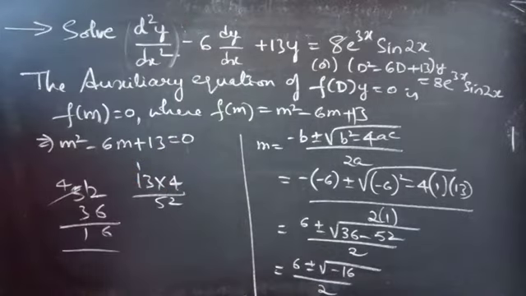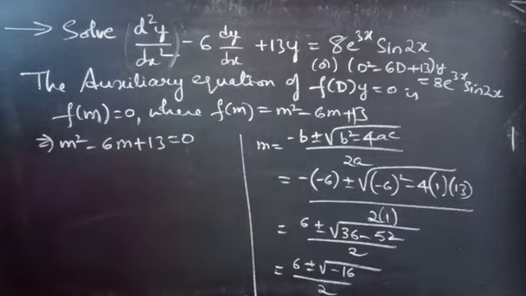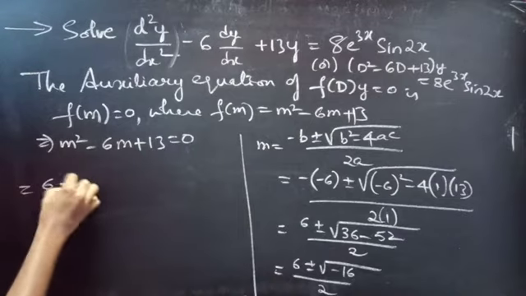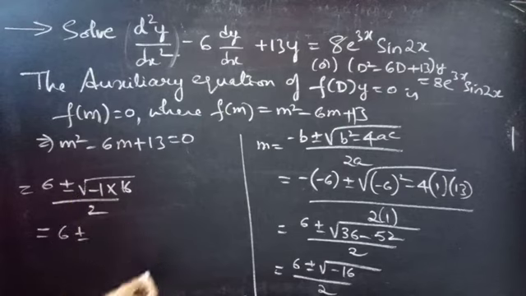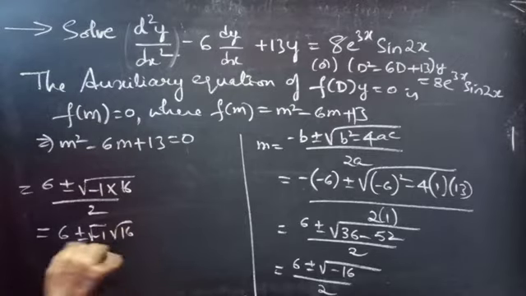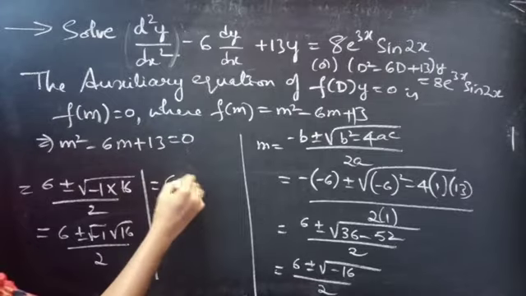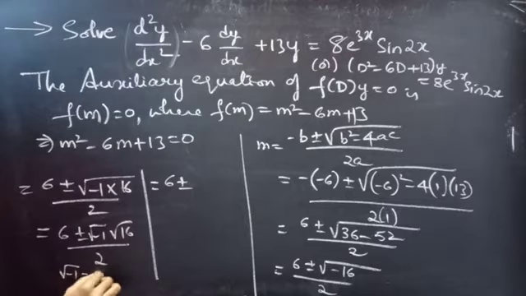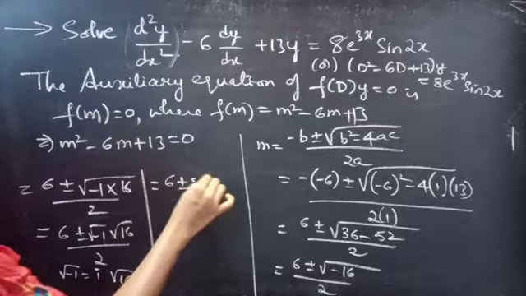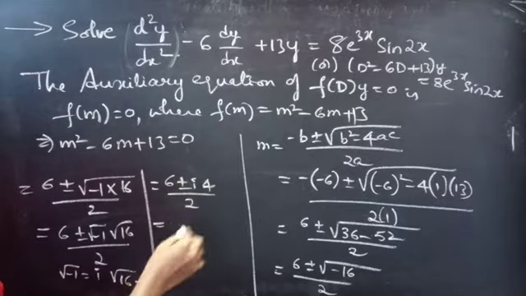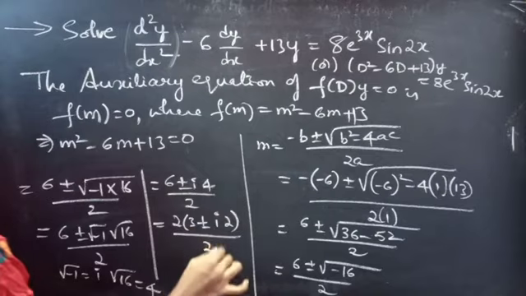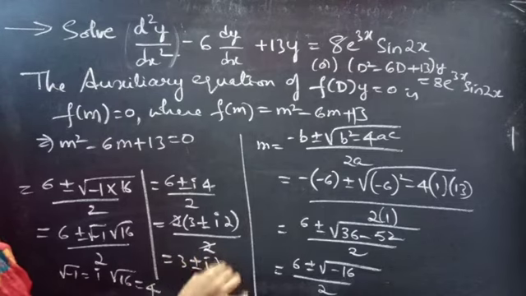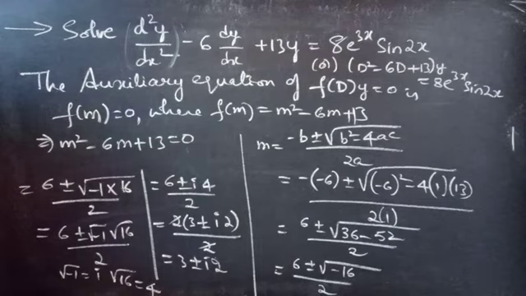Again, we can write minus 16 as minus 1 into 16. Now we can split the square root of minus 1 into 16 as square root of minus 1 into square root of 16, by 2. Which equals 6 plus or minus, since we know that square root of minus 1 is i and square root of 16 is 4, so we'll get 6 plus or minus i into 4 by 2. Now take 2 common from the two terms of the numerator. We'll get 2 times 3 plus or minus i into 2 by 2. Here 2 gets cancelled and we'll get 3 plus or minus i into 2, which is a pair of complex conjugates.